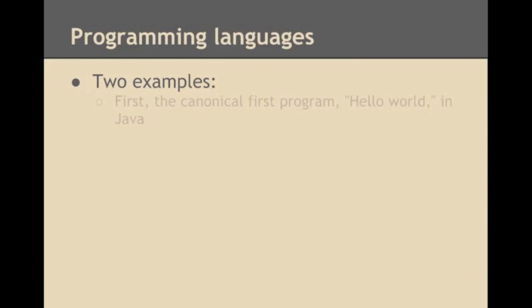Here are two examples. The first one is our standard canonical first program. Most programming courses will have you write this program as your first ever program. It just prints out two words, hello world, on the screen. And let's see how we would do that in Java.